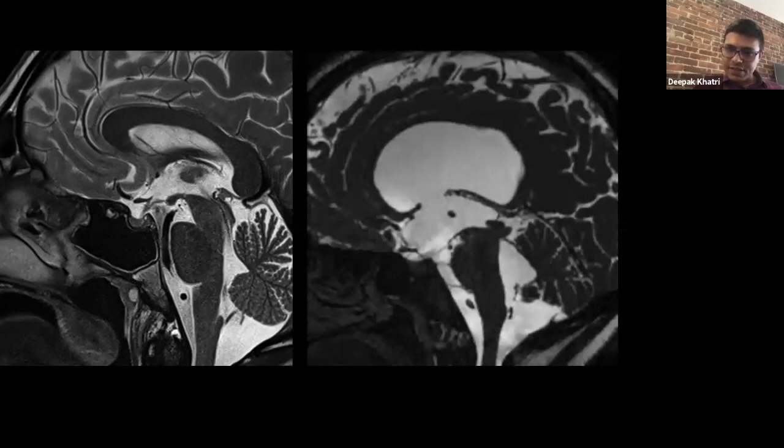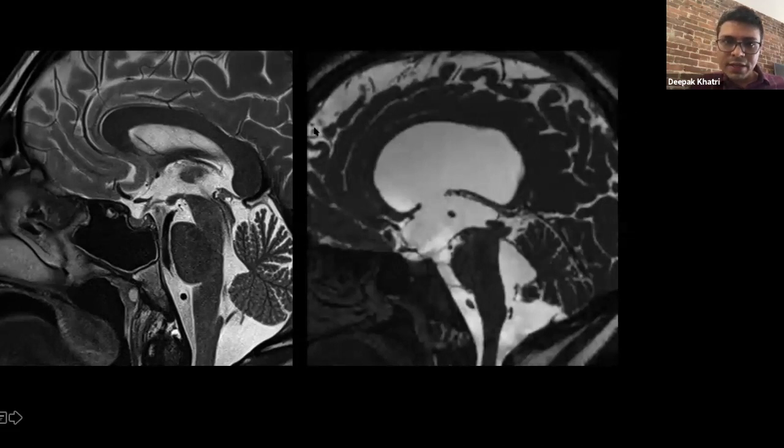Basically, these are the radiological signs. You are able to see the enlargement of the ventricle, enlargement of the third ventricle, enlargement of the foramen of Monro here, and you can see the fourth ventricle is also enlarged. So I want you to remember this. The fourth ventricle is also enlarged in this one, which is an important sign to say that it is a communicating type of hydrocephalus.